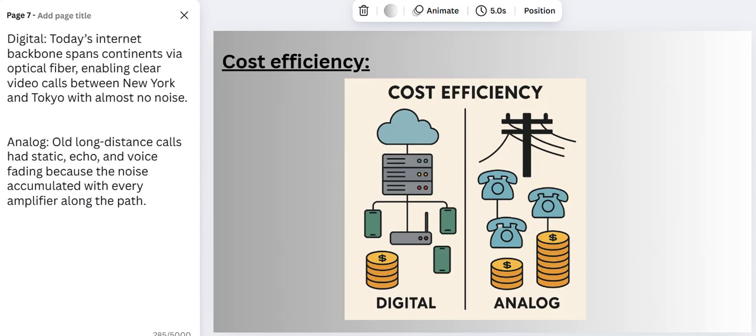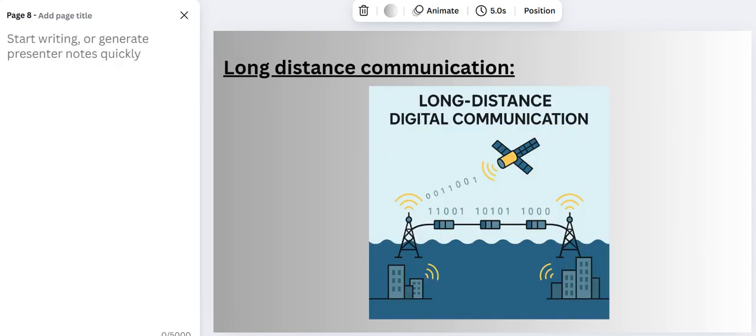Understand with a real life example. In digital, today's internet backbone spans continents via optical fibers, enabling clear video calls between New York and Tokyo with almost no noise. Whereas with analog long distance calls, there was static, echo, and voice fading because the noise accumulated with every amplifier along the path. Another advantage is long distance communication.